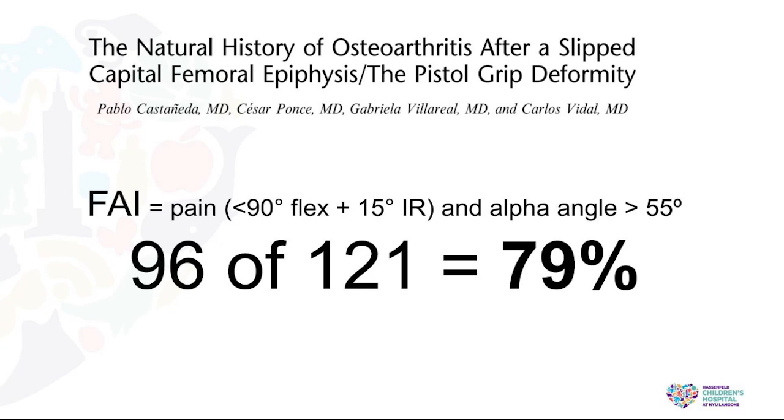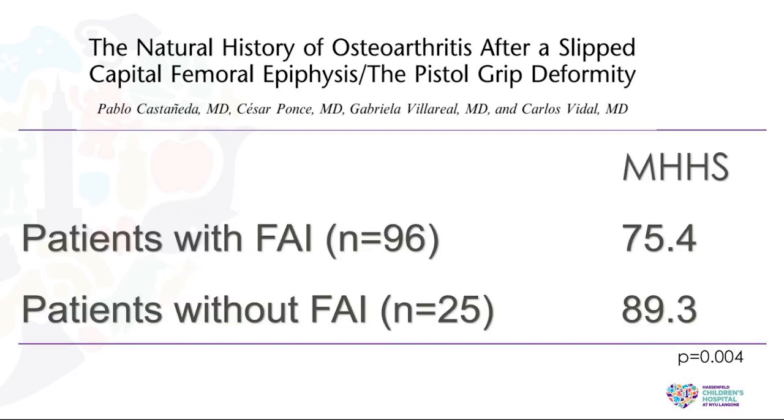But how did this affect their outcome in terms of function? Well, it turns out that the Harris hip score was significantly better when they didn't have impingement. As you can see, although there were fewer patients without impingement, they did significantly better. And this has effects on real-world conditions.